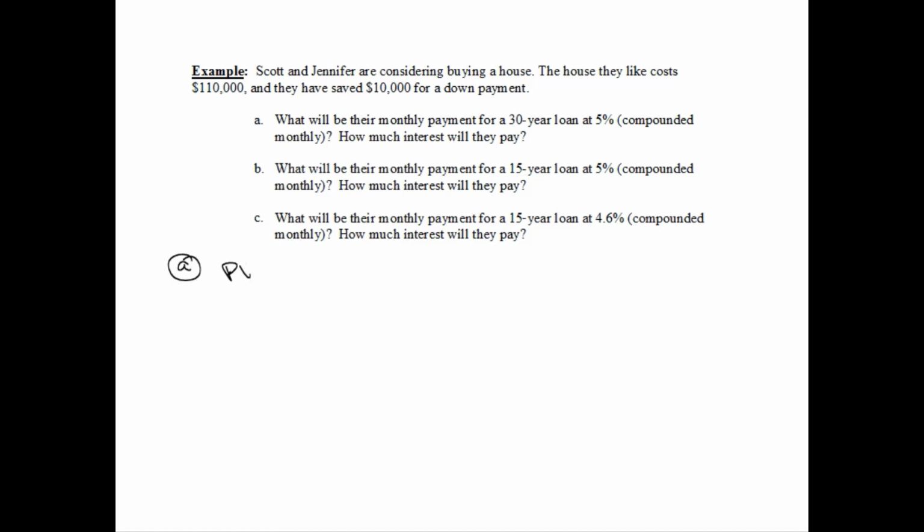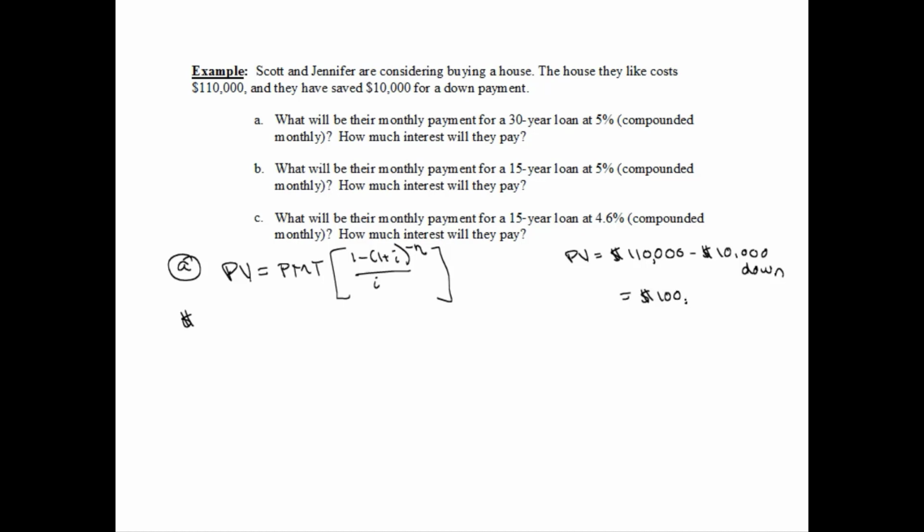Okay, so once again, we have our present value equals our payment times 1 minus 1 plus i to the negative n, all over i. I won't put in quite as much detail here as I have before because you've seen a few of them. Our present value: we have a $110,000 house, and we're going to subtract the $10,000 down payment. And so that will give me a present value of $100,000.